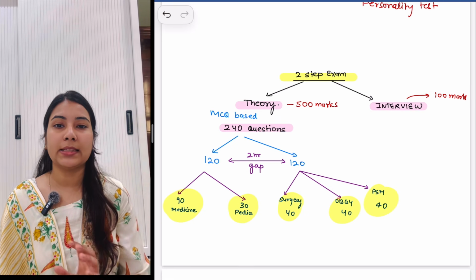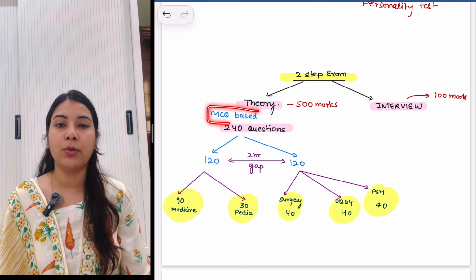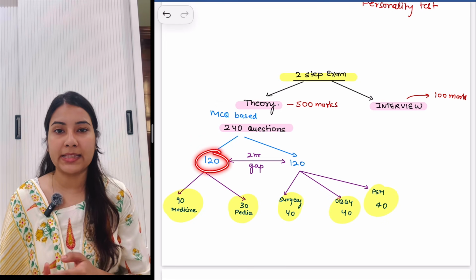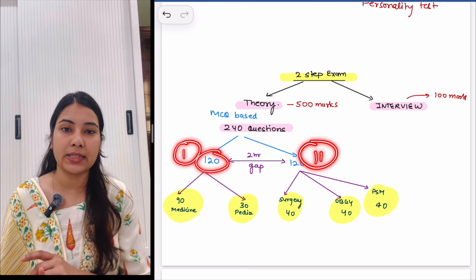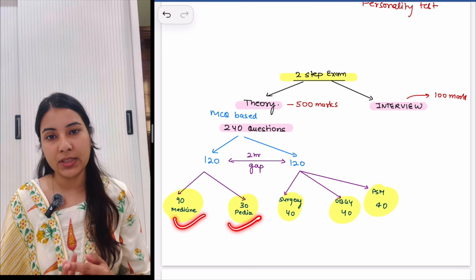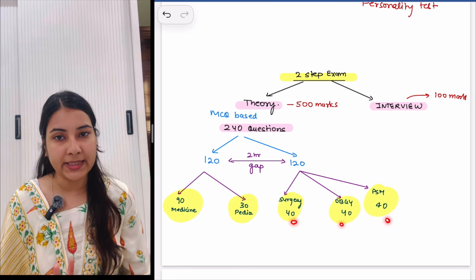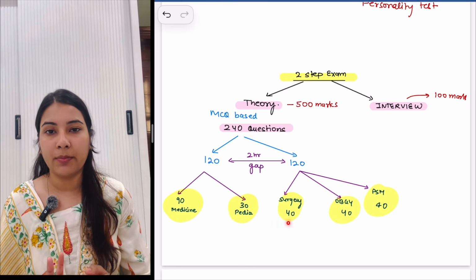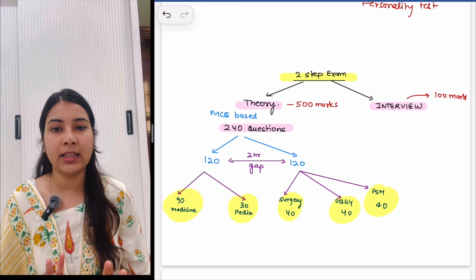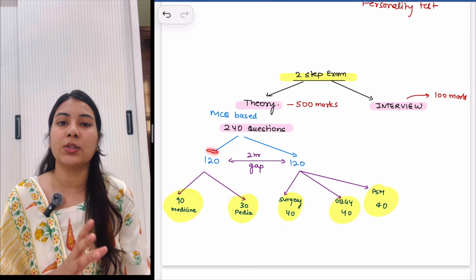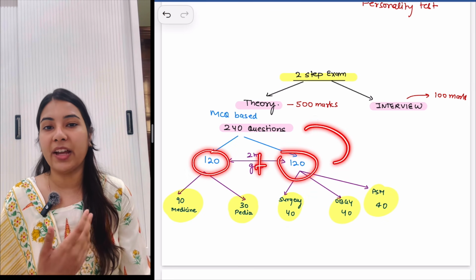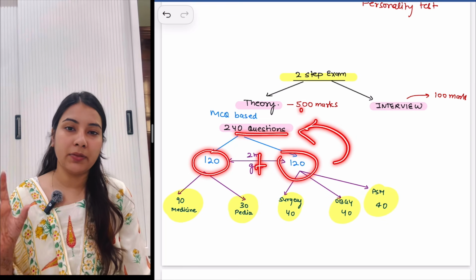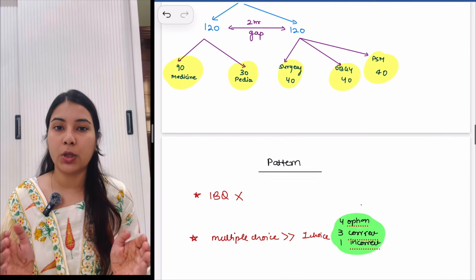Now the theory test is a MCQ based exam, and you have two papers for it. The first is of medicine and pediatrics, which has 120 questions, and the next paper is of surgery, OBGY and PSM, which contains 40 questions each, and then the total is 120 questions. So the total is 240 questions and you get 500 marks for it, right? Between the two exams you have a 2-hour gap.